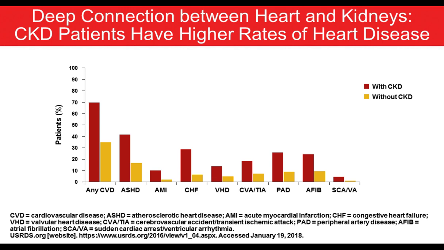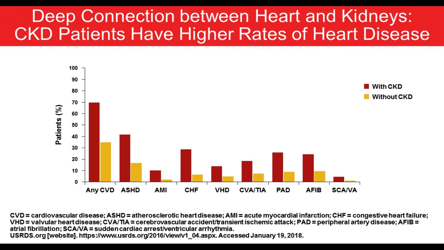The blue bar shows the prevalence of heart disease in patients with kidney disease, and the yellow bar shows the prevalence of any heart disease in patients without CKD. So you can see any type of heart disease, including cardiovascular disease, acute AMI, congestive heart failure, valvular heart disease, or cerebrovascular disease, is significantly higher in patients with kidney disease than without kidney disease.